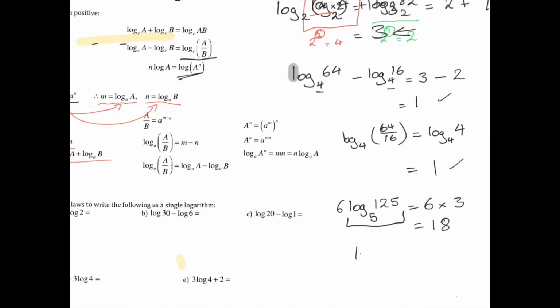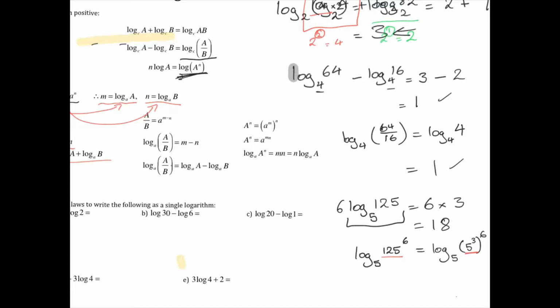According to that rule, that should be the same as log base 5 of 125 to the 6, which looks really hard. It's not as hard as it looks. Can I just show you? How can I rewrite 125 as a base of 5? Yep, so that becomes 5 cubed all to the 6. Do you see that I replaced the 125 with 5 cubed?